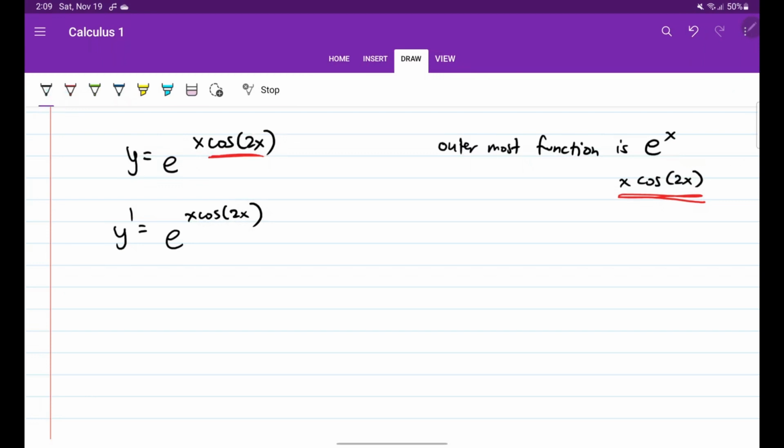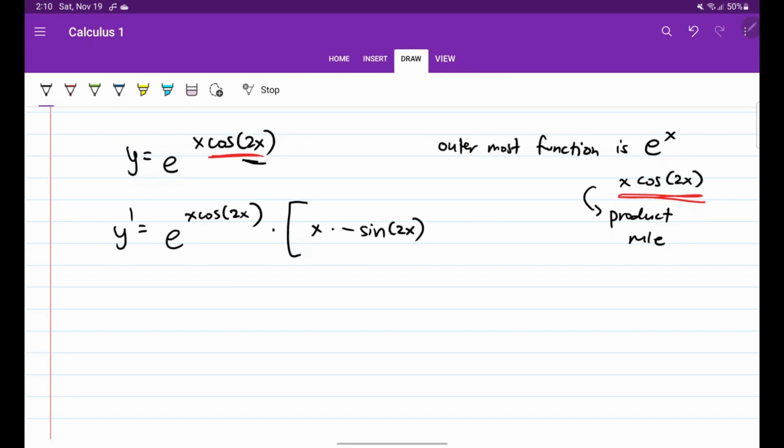So derivative ng numerator is using the product rule, no? This is using the product rule. So product rule is d left right times d right left. Okay? So times x, derivative ng cosine 2x is negative sine 2x.